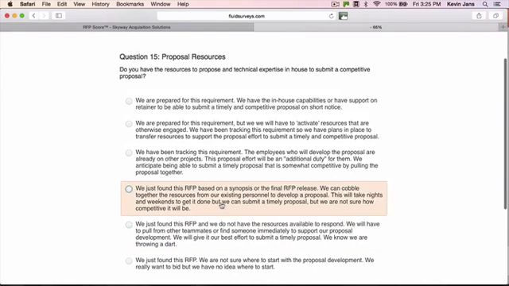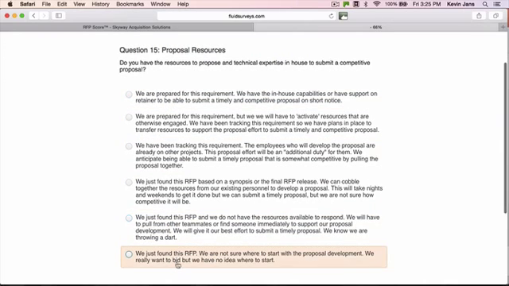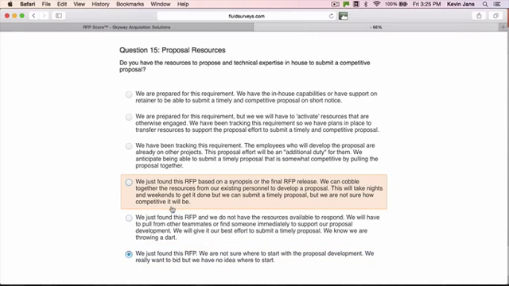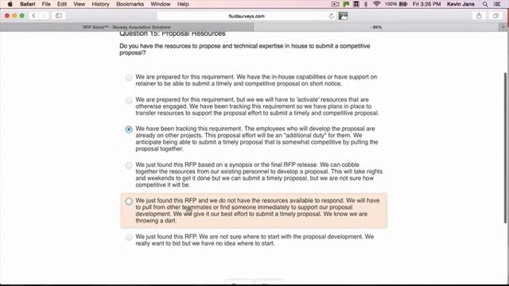Proposal resources. Do you have the proposal resources to respond? So on one extreme, we have, yes, we're prepared for this requirement. On the other extreme is we just found the RFP. And again, this we just found the RFP thing will haunt you. That shows up a lot. Like here it is again. And we don't have the resources available. So let's go with, we've been tracking this requirement, and we have the employees who developed the proposal, but we're probably going to need a little bit of help.